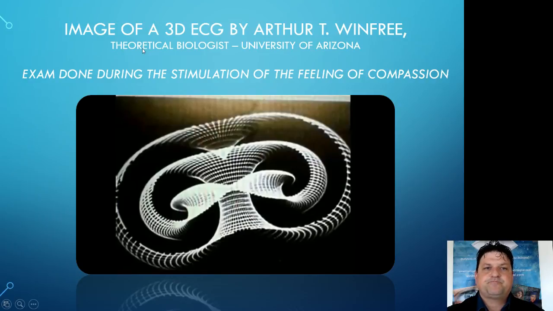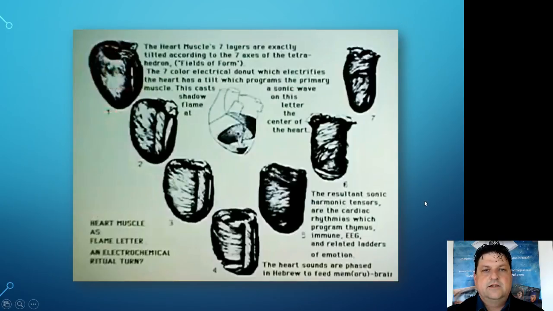So this is an image of a 3D ECG by Dr. Arthur T. Winfree, theoretical biologist from Arizona University. This exam was done during the stimulation of a feeling of compassion, right? So this is the image of the ICG in 3D of the heart. We have this donut graphic, exactly the same donut that we have in the toroidal dynamic, which explains all the energetic movement in the universe.